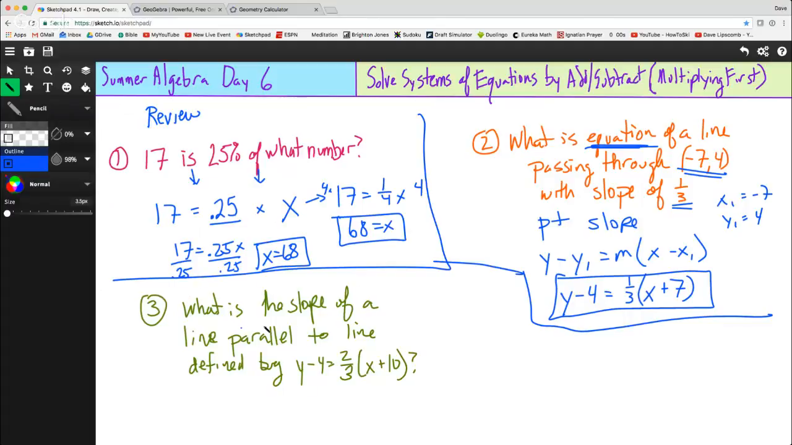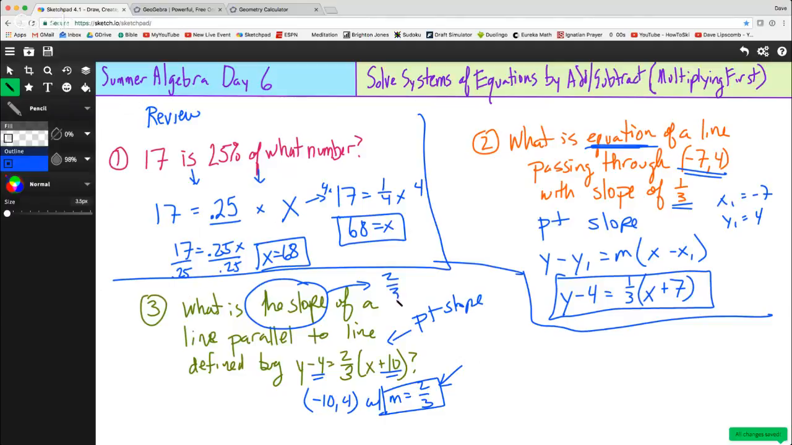All right. Finally, number 3. What is the slope of a line parallel to a line defined by y minus 4 equals 2/3 times x plus 10? Well, this is in point slope form. So this is a line through -10, 4, the opposite of this and the opposite of this, with slope m equals 2/3. So all lines parallel to this line must have a slope of 2/3. So there's our answer. The slope of all lines parallel to this line is 2/3.